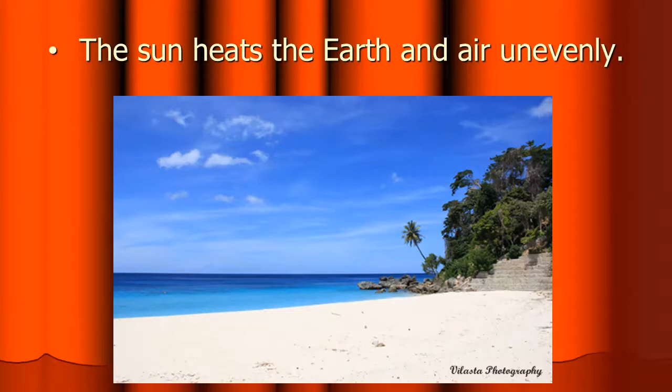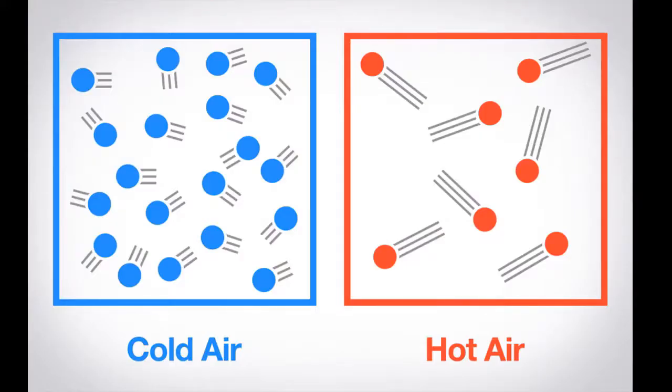Another example is the water and the sand at the beach. When you go to the beach and the sand is really hot, but the water is cool, that's another example of the sun heating the earth up unevenly. So in order to really understand this, we have to understand what the difference is between hot air and cold air.